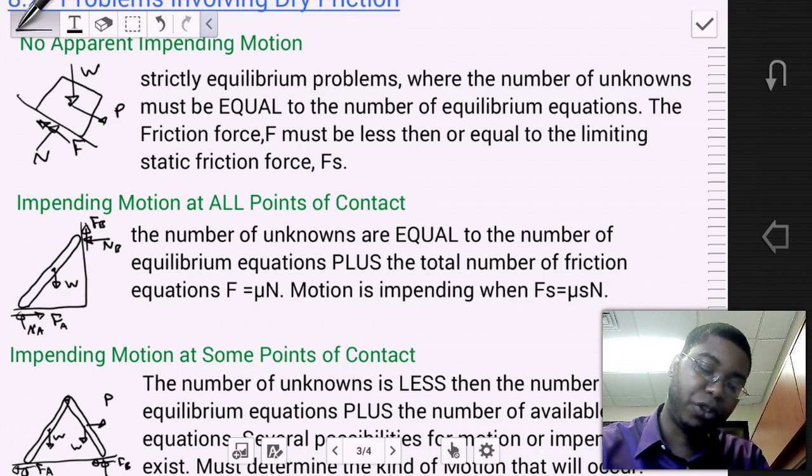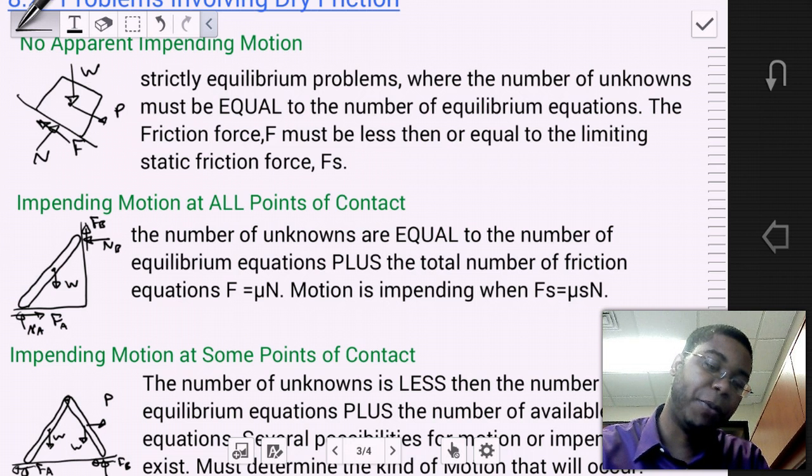In this case, let's draw a diagram where we have a ladder which is leaning against a wall. And there are 2 points of contact, point A and point B. Both of these points of contact will have some kind of frictional force that resists the motion of the ladder. Now, in order for this body to have any motion, it's required that both point A and point B have impending motion, because point B cannot move unless point A moves, and point A cannot have any motion unless point B moves. Both points must move simultaneously.